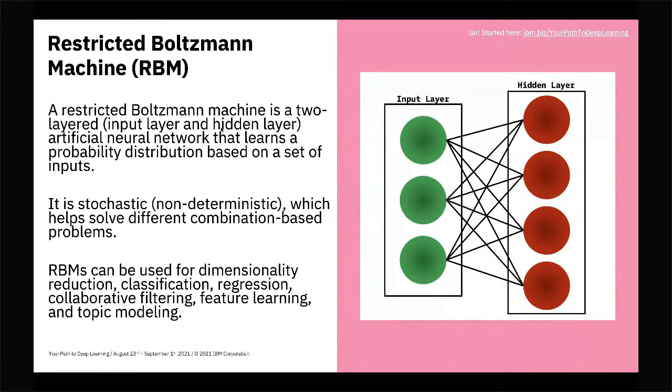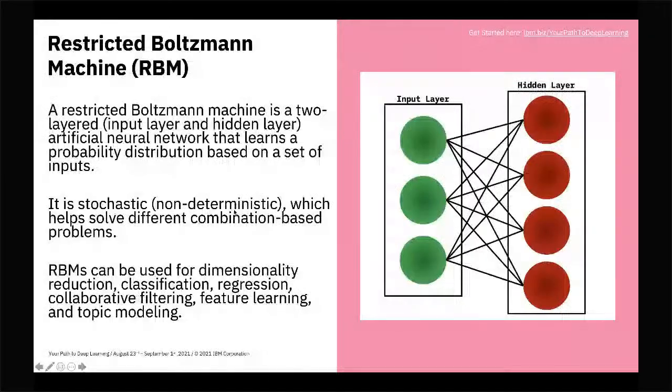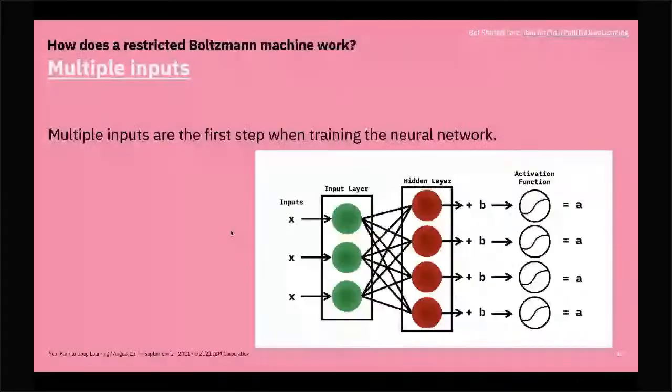So let's move further and talk about how a restricted Boltzmann machine works. The first thing would be the multiple inputs. Here you can see that multiple inputs are the first step when you're training a neural network. The inputs are taken into the input layer and multiplied by the weights, as you can see on the diagram, and then added to the bias. After this, it goes through the activation function, and then the outputs decide whether the hidden states get activated.